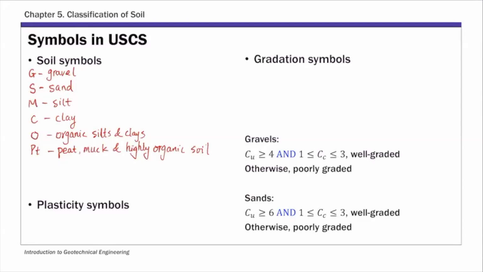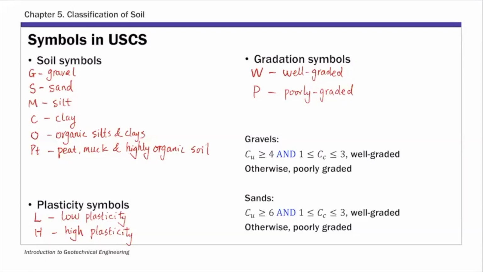The second group is plasticity symbols, and there are 2 letters for plasticity symbols. The first one is L for low plasticity, and the second one is H for high plasticity. That's plasticity symbols. And the third group are gradation symbols. There are also two: W for well graded and P for poorly graded. So those are all the symbols in the USCS system.